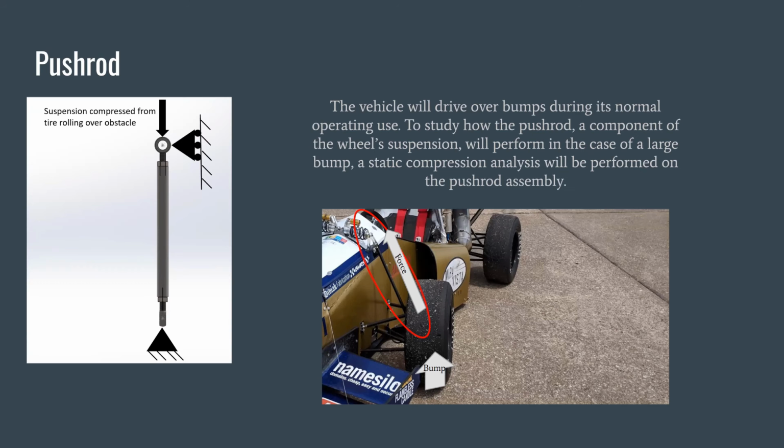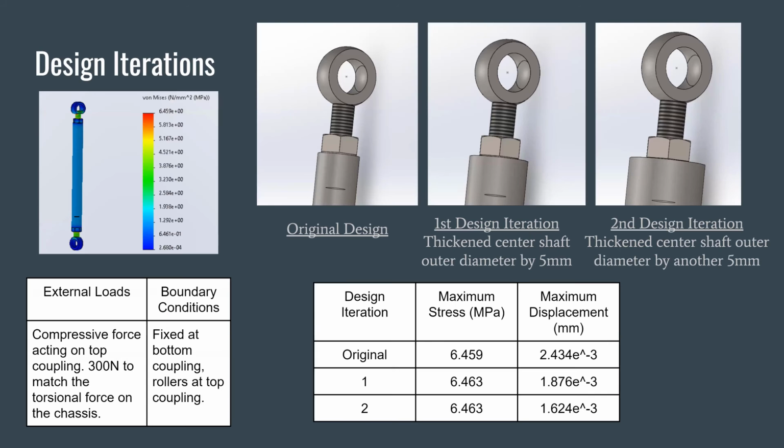One important part of the suspension assembly is the push rod. It takes the brunt of any upward forces from bumps in addition to the weight of the car, and as a result, it's subject to a high compressive force. So I performed a static compression analysis on the push rod through 2 design iterations, where I thickened the center shaft's diameter by 5 millimeters. As you can see, the stress did not change much, but the displacement did decrease.